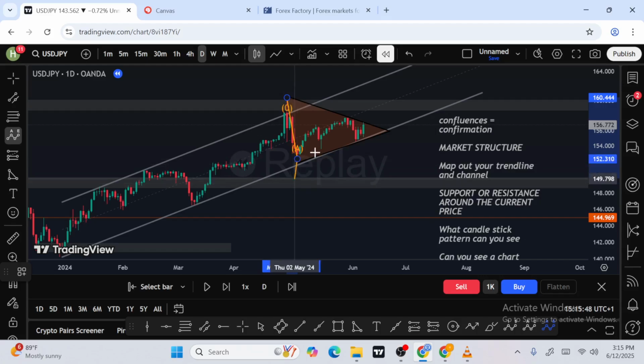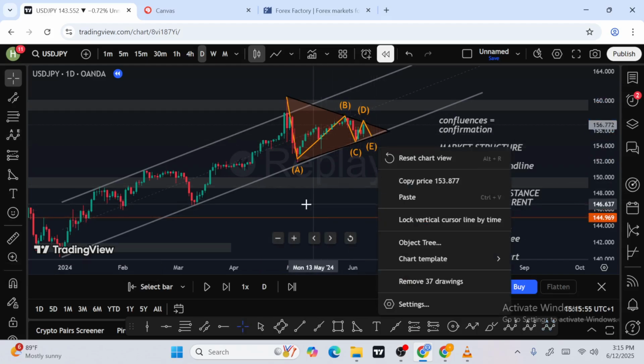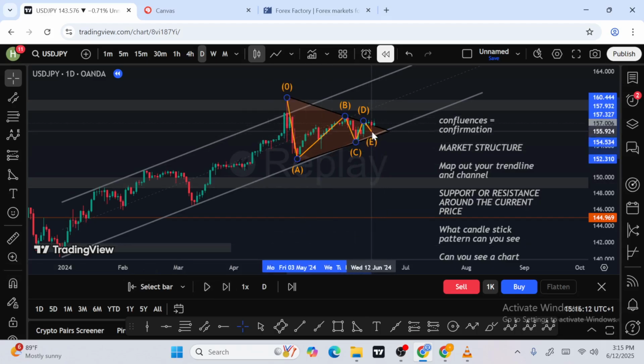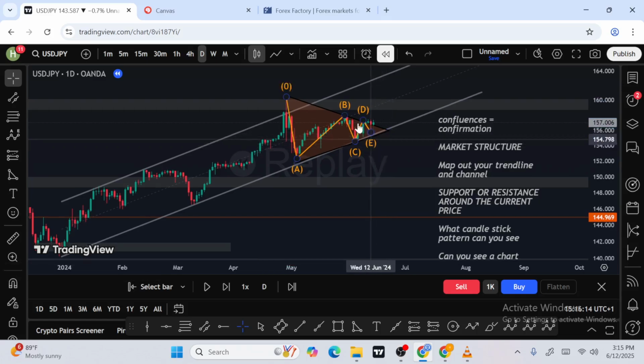A, B, C, D, then E. After the E, do you understand? After the E, I'm expecting a breakout. Now, do you see the E? The E has formed. But there's a breakout already. After this E that has formed, this is a breakout.